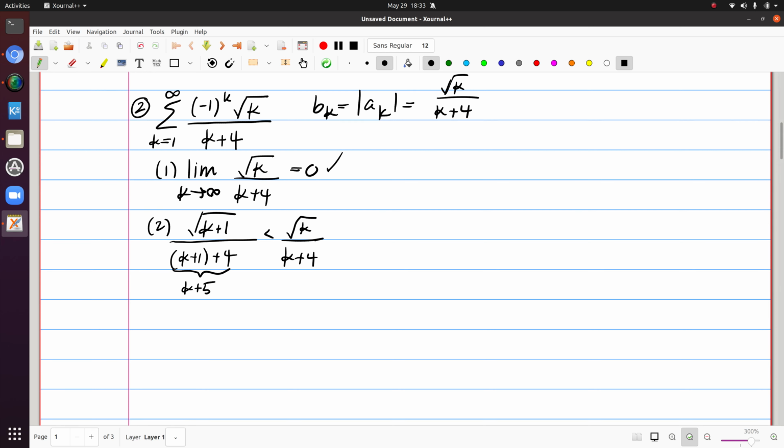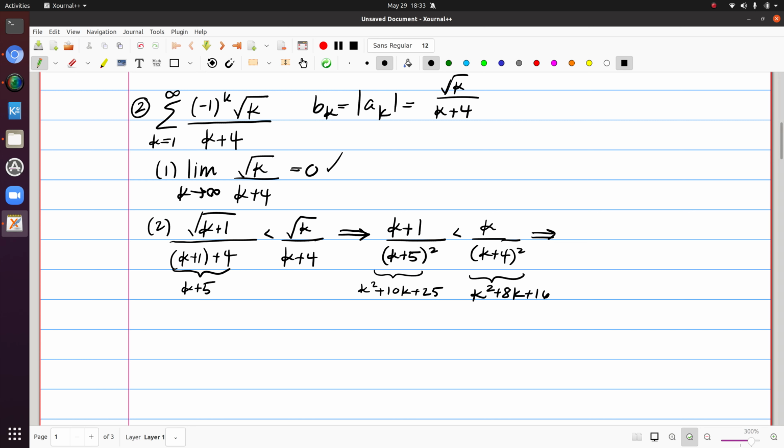One thing that's making this difficult is the radical. So one thing I can do, both sides are positive, so we can square both sides. So k plus 1 over k plus 5 squared, we want that to be smaller than k over k plus 4 squared. And maybe I'll write this out. This is k squared plus 10k plus 25. And this is k squared plus 8k plus 16.